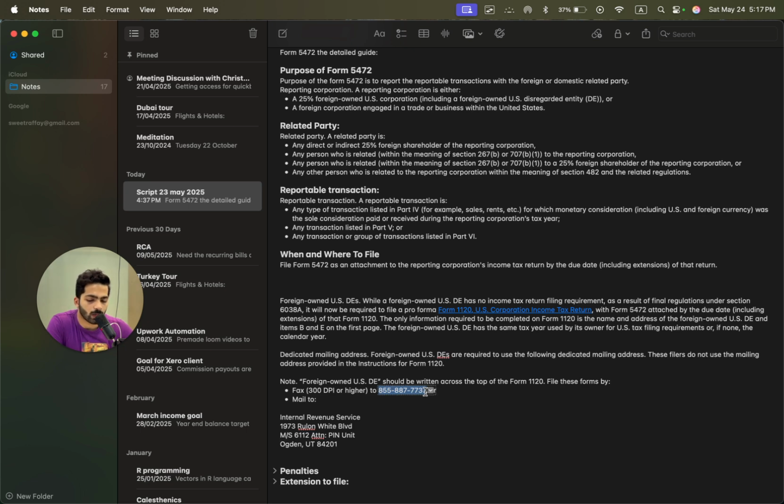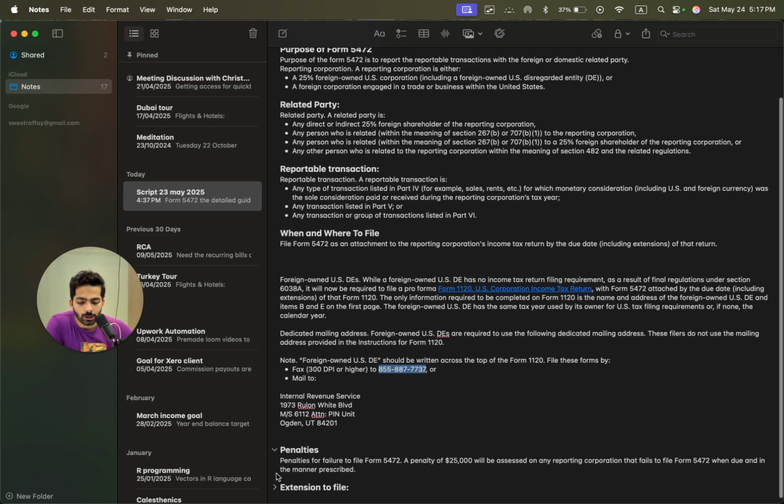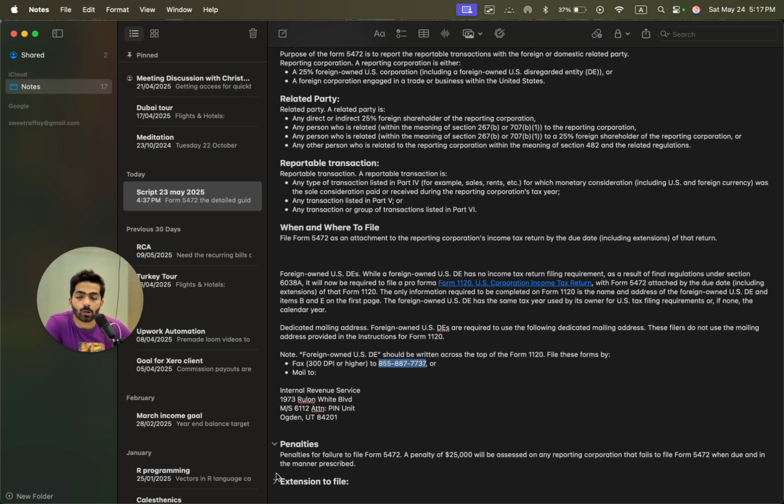You can head over to this fax number and send this over. But if you fail to file this tax return, what will happen? You can receive around $25,000 in penalties from the IRS if you fail to do so. And I have seen in real life that the IRS does charge penalties for failure to file these forms on time.